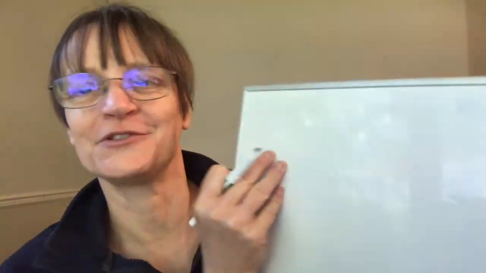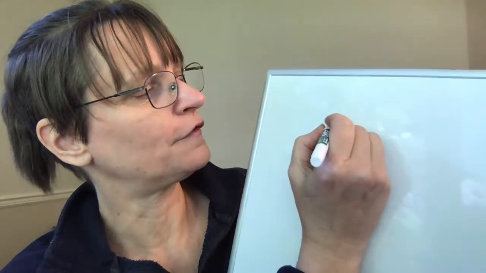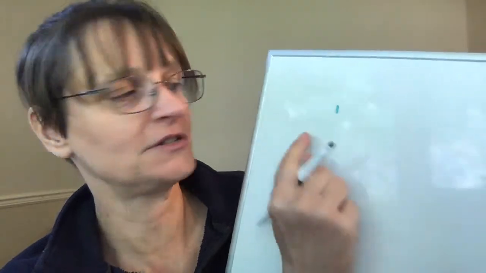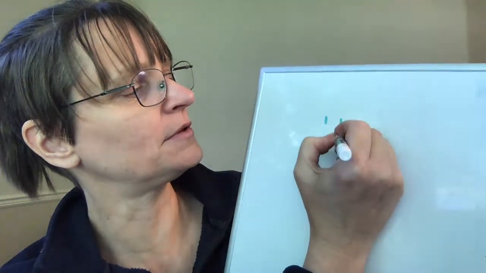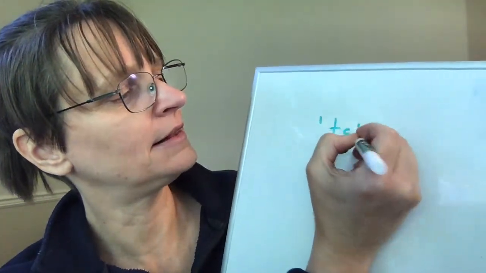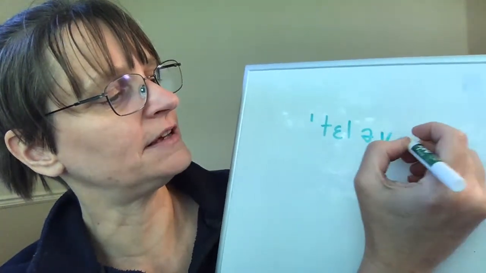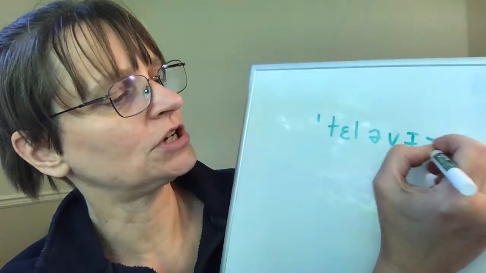Okay, we have a question request for the word television. So let's take a look. So back to our syllable stress. We have first syllable stress, so I'm going to put my apostrophe, or my stress diacritic, before the first syllable. Tell, I think it's a schwa. Television.